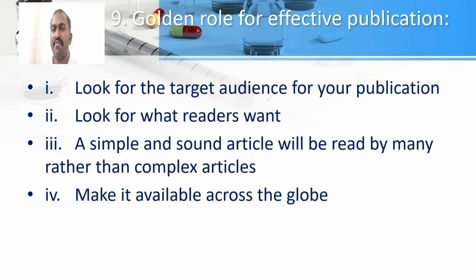The golden rules of effective publication. Look for the target audience of your publication. Look for what readers want. A simple and sound article will be read by many rather than a complex article. Make it available across the globe.